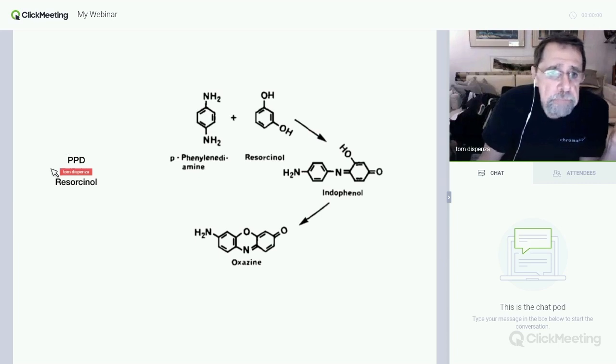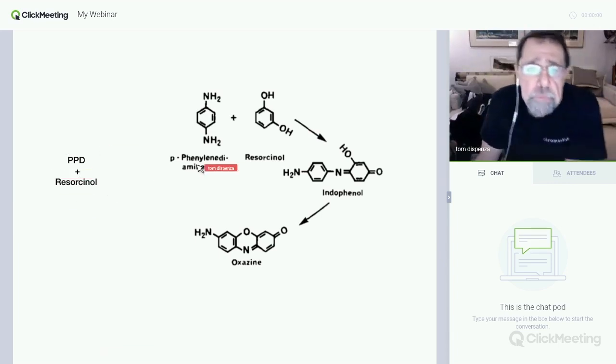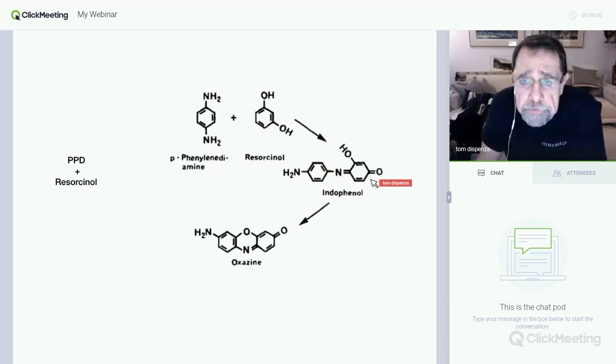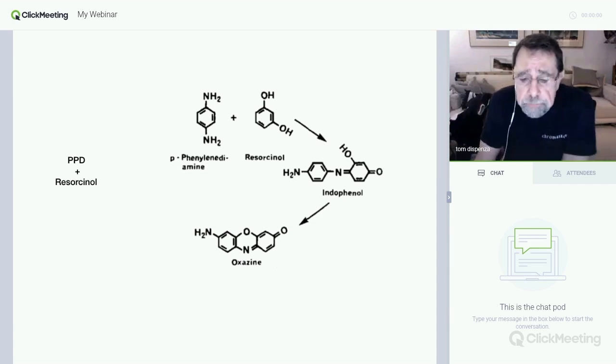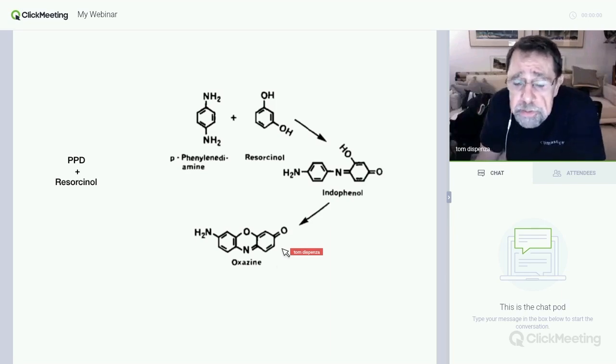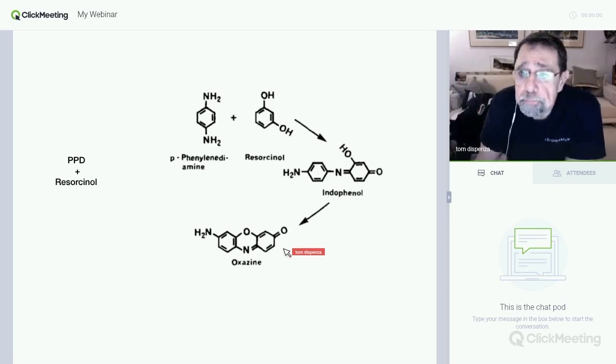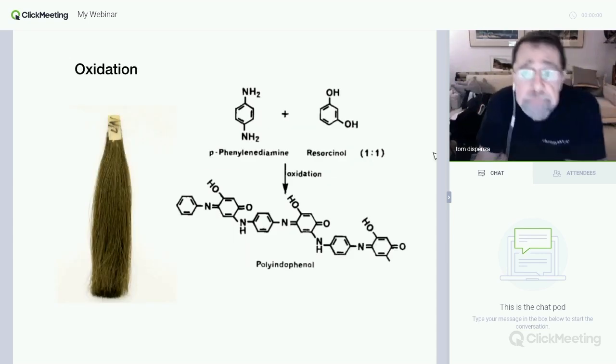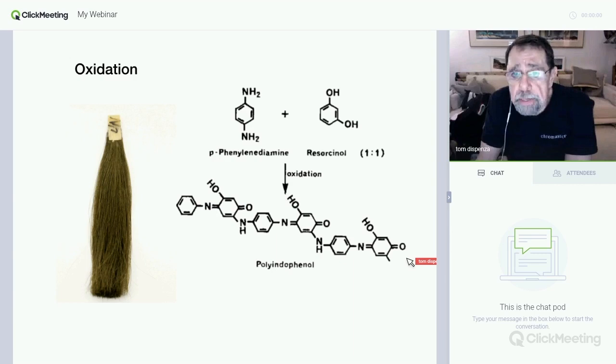When we combine PPD and resorcinol, we create first an intermediate molecule, and then it becomes this guy down here, oxazine. And now I want you to pay attention to this because what I'm going to show you next is the oxidation of these molecules and how we create a real large molecule that gets stuck in your hair, literally. And when we do it, it creates this big molecule right here.